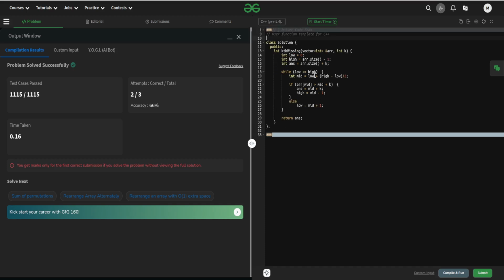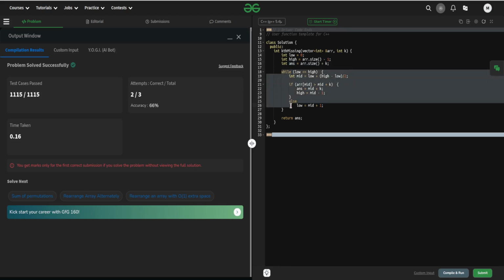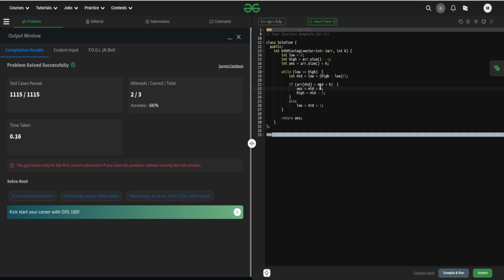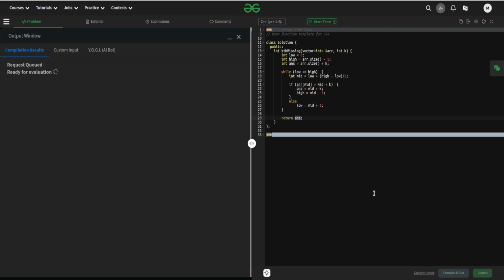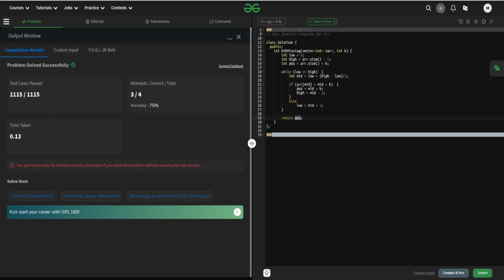Now let us look at the C++ implementation. So the C++ implementation is also the same, folks. Low equals 0, high is equal to length of array minus 1, answer equals length of array plus k. Then we are applying binary search in order to find the first element such that arr[mid] is greater than mid plus k. In such case, answer is equal to mid plus k, and towards the end we are returning answer. So that's the C++ implementation, folks. Now let us submit our solution. So our C++ implementation also got accepted.